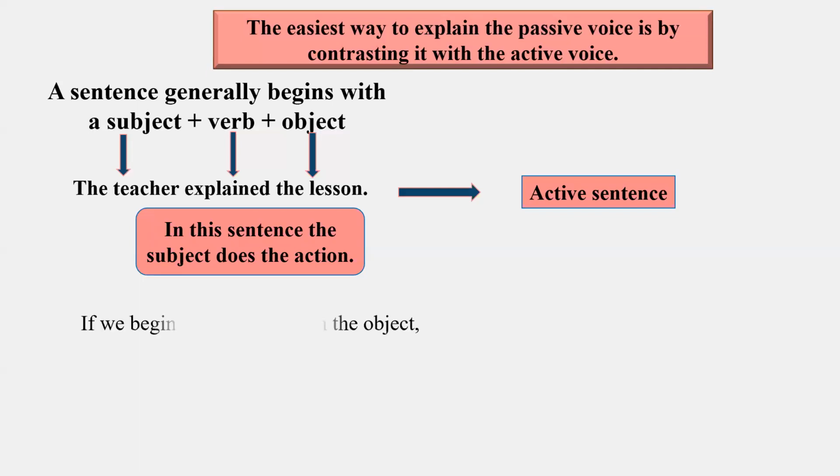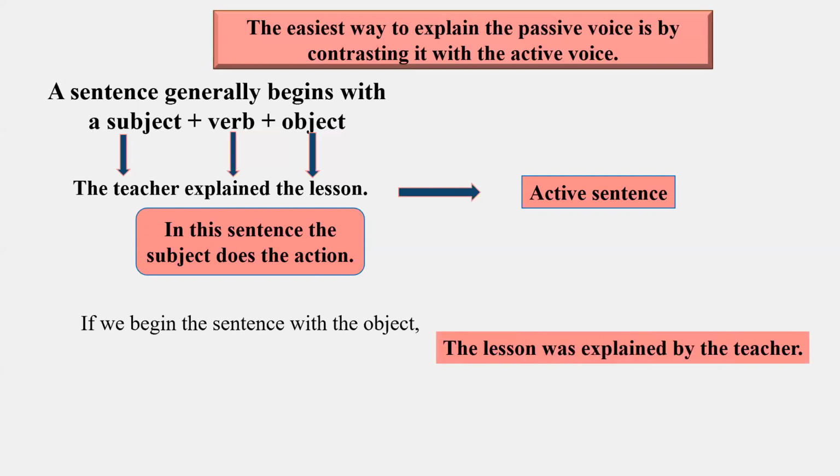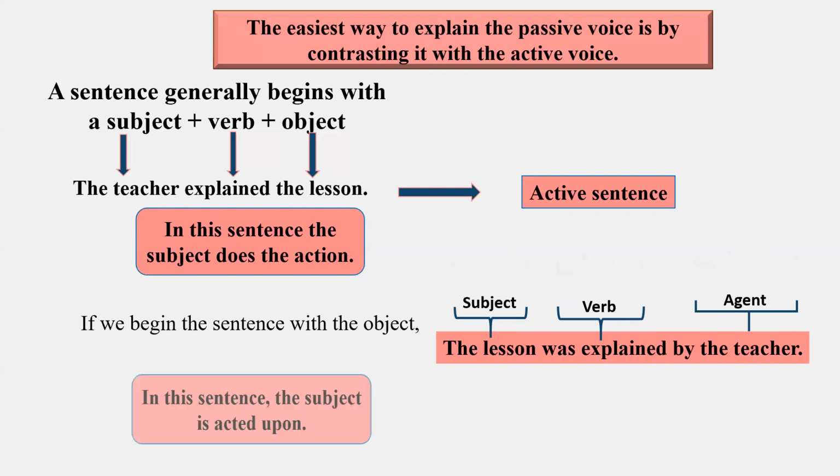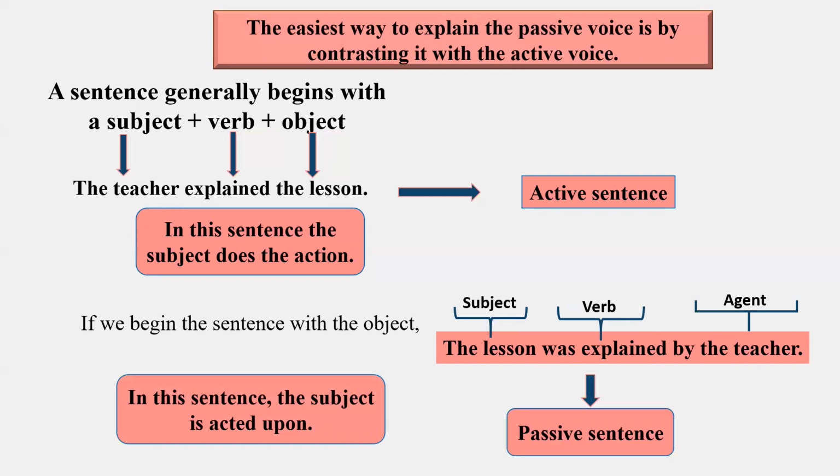But if we begin the sentence with the object and say the lesson was explained by the teacher, the lesson here becomes the subject. It was the object in the active voice, was explained is the verb, and the teacher, which was the subject, is called the agent. In this sentence, the subject is acted upon. That's why we say it is a passive sentence.